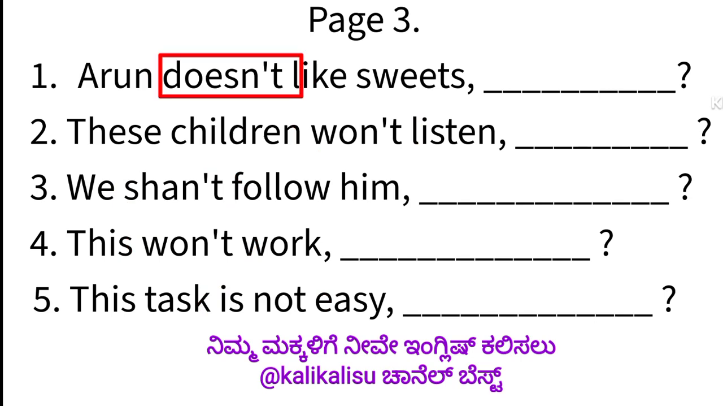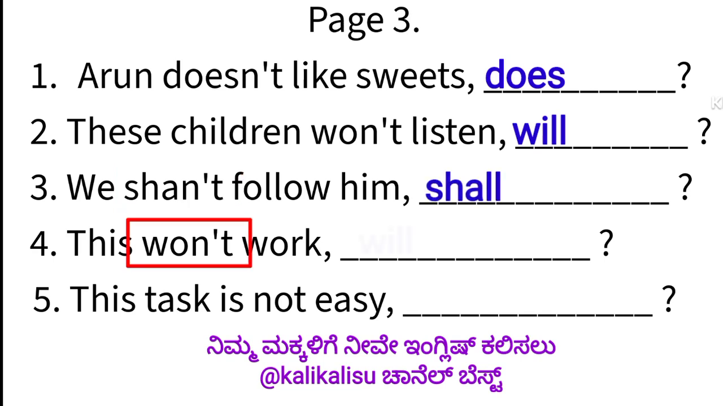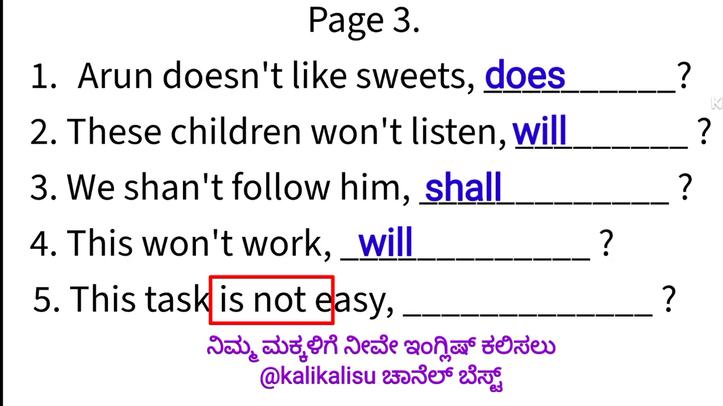So, doesn't will become only does. Won't will become will. Shan't, that means shall not, will become only shall. Won't will become will, and is not or isn't will become only is.